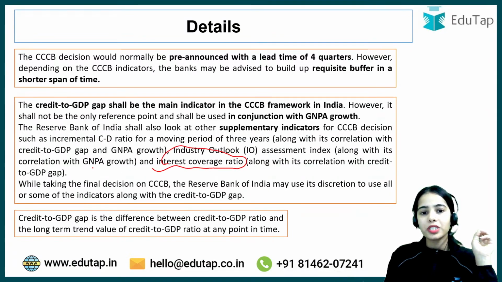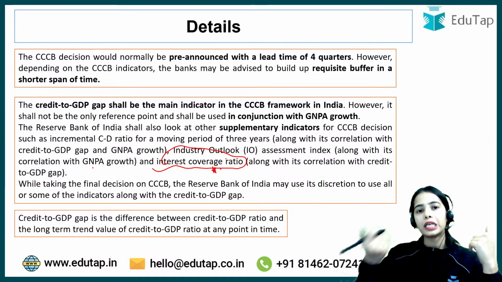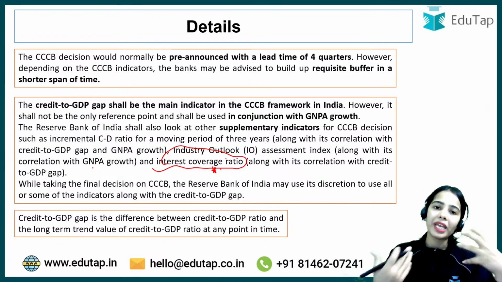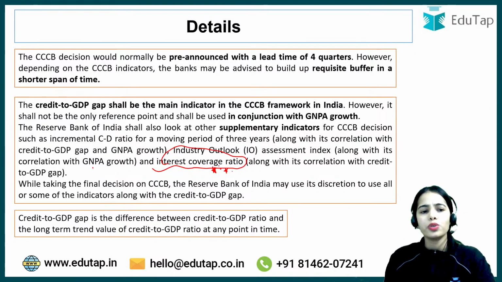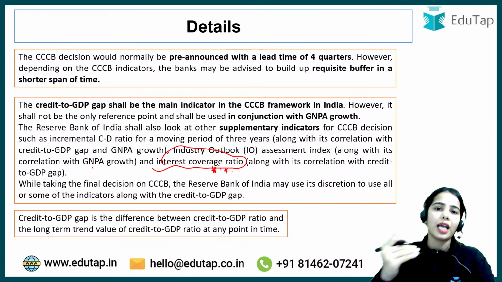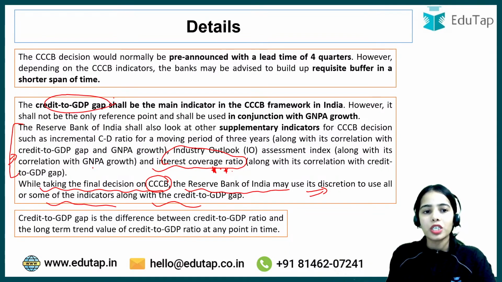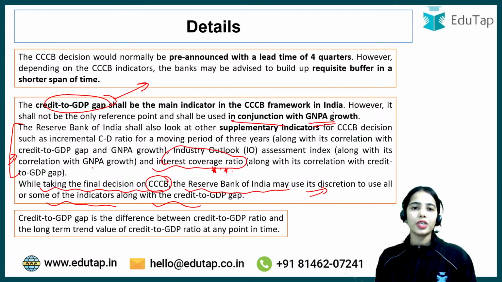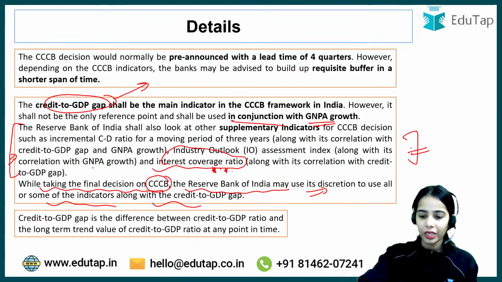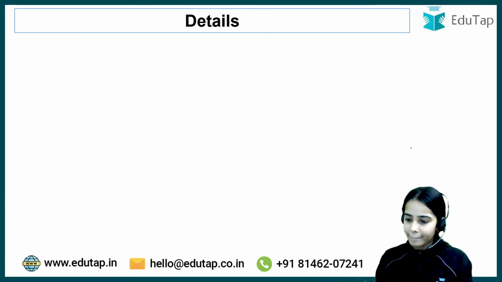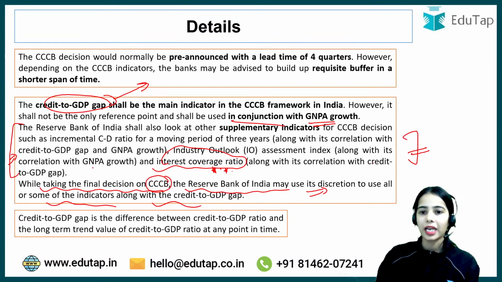Next is the interest coverage ratio. Interest coverage ratio means that for the manufacturing sector that has taken the credit, we see whether the people who have taken the loan have the capacity to pay the interest. So these are some supplementary variables or indicators that can be taken into account while deciding on initiating the counter-cyclical capital buffer. While taking the final decision on the CCyB, the Reserve Bank of India may use its discretion to use all or some of the indicators along with the credit to GDP gap. This is the main indicator, in conjunction with the GNPA growth, and these are the supplementary indicators.